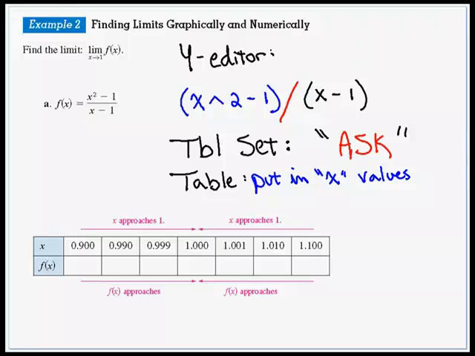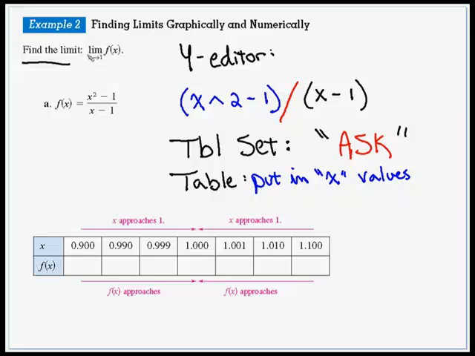In example 2, we're going to find some limits both numerically and graphically. Numerically first. So they're asking us here to find the limit as x approaches 1 of our function f of x. And our function f of x is this quotient, x squared minus 1 divided by x minus 1.